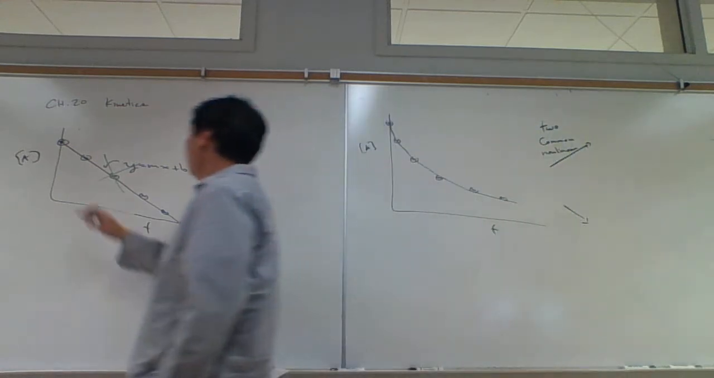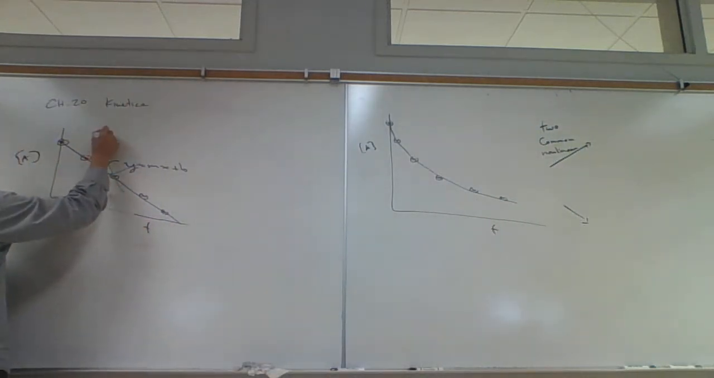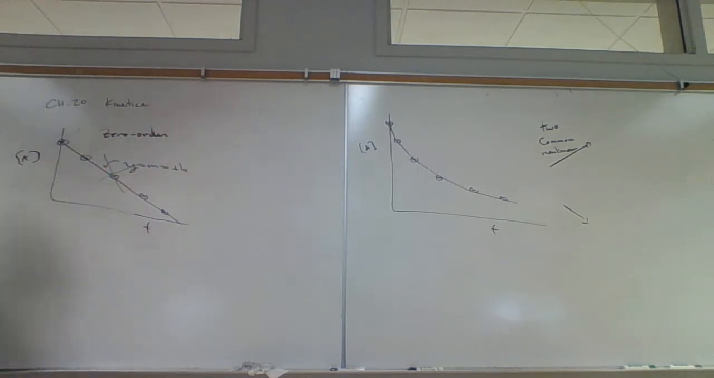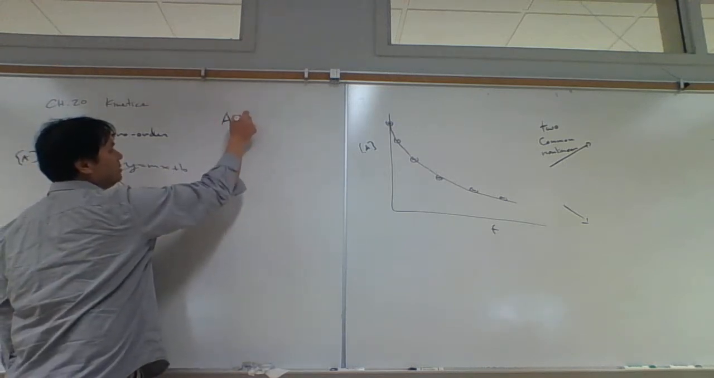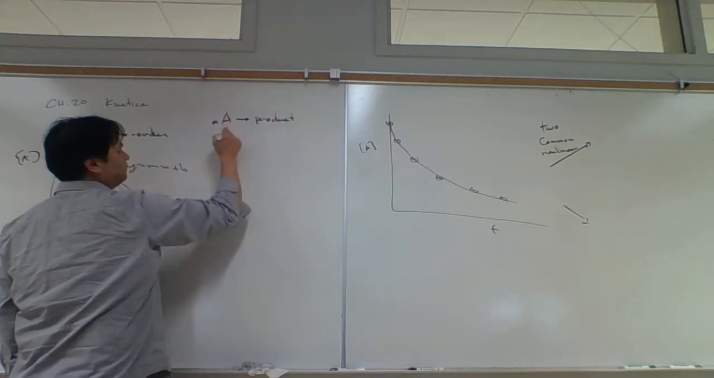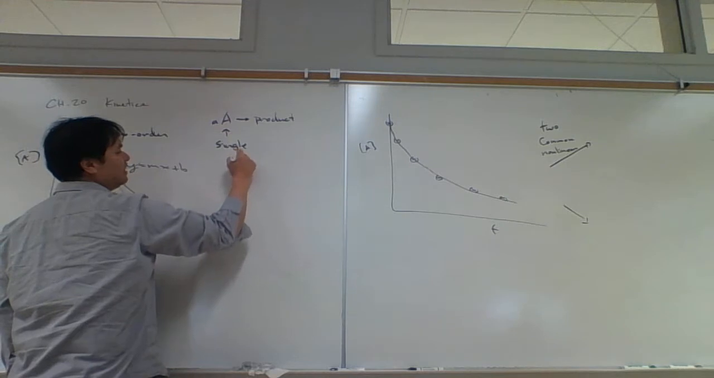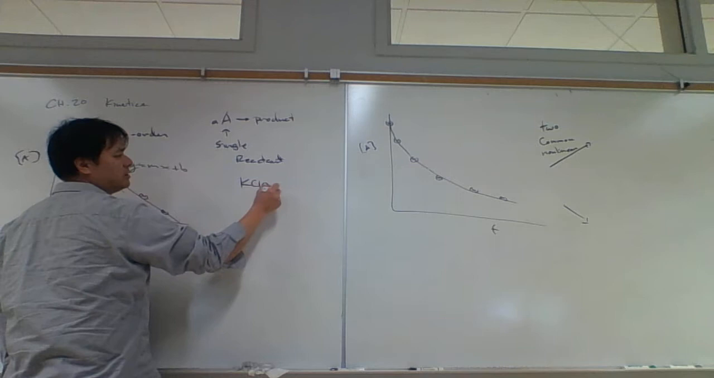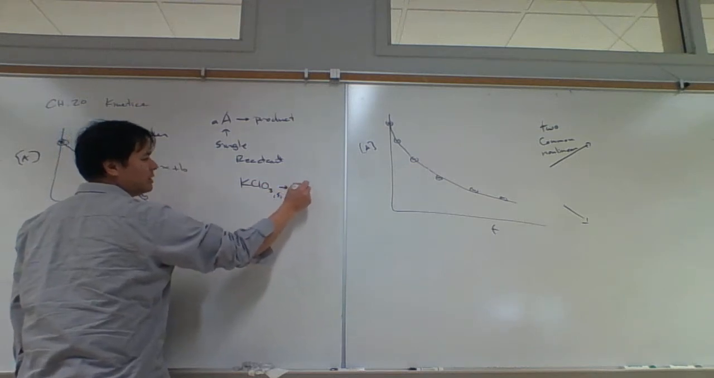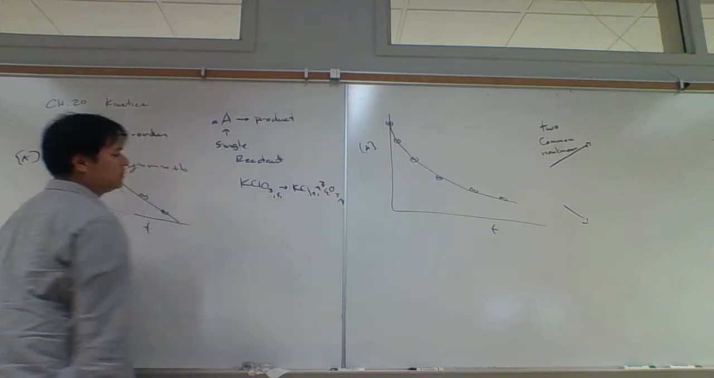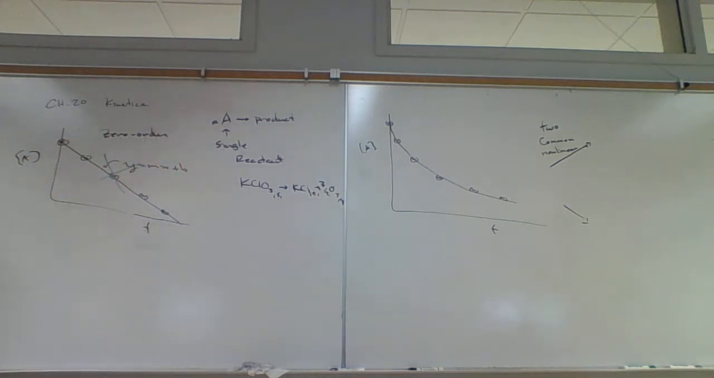For example, if it is linear, we call this zero order decay or zero order kinetics. And what we're looking at here in this case is a single reactant, A goes to product. An example of a single reactant reaction would be KClO3. KClO3 decomposes into KCl solid plus 3/2 O2 gas. And so this would be an example of a decomposition or single reactant.